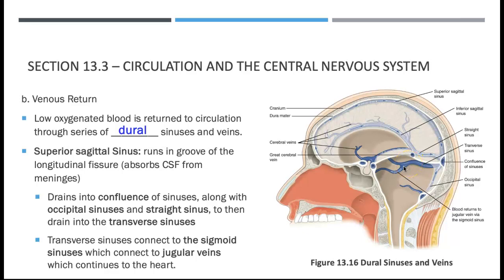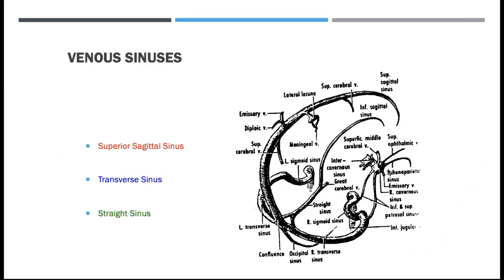The transverse sinus will connect to the sigmoid sinus, and then we'll take that down to the internal jugular vein, which continues down through the neck and will eventually meet up with the subclavian vein to become the brachiocephalic vein, which will then drain into the superior vena cava, taking it to the heart, specifically at the right atrium.